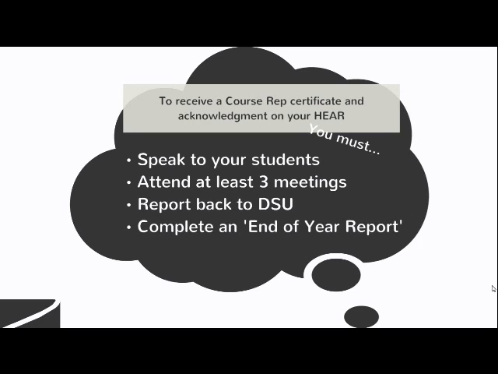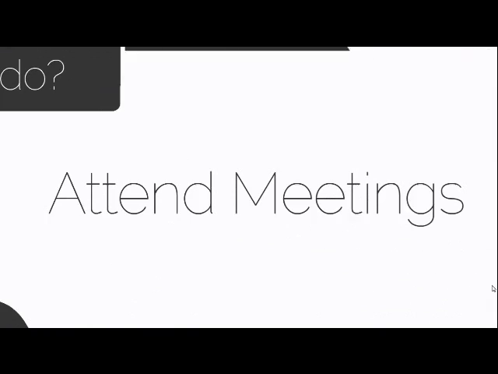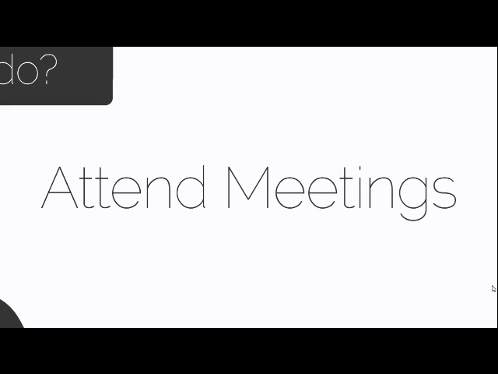We also ask that you complete an end-of-year report. This is just a 500-word reflective piece that you submit online. It's just to make sure that you feel comfortable in what you've done and you're aware of some of the key changes you've made. It'll also help you reflect on some of the skills and experiences you've had. If you complete all those, at the end of the year you'll become a fully accredited course rep and you'll have a certificate and proof of your time.